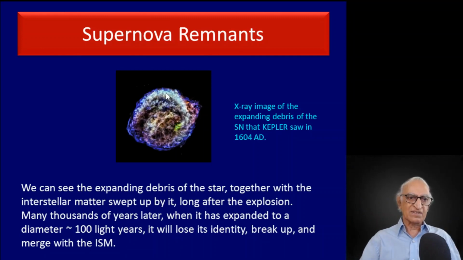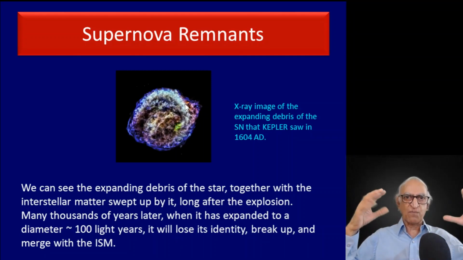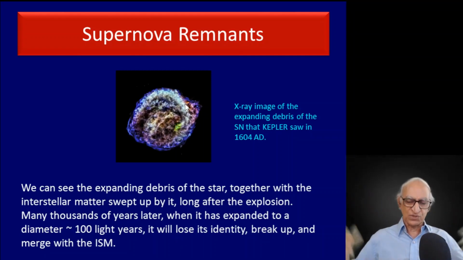So here is the expanding debris of the star that Kepler saw exploding in the year 1604. What I'm saying is, this is an X-ray image from a 10 million degree gas. After thousands and thousands of years, this supernova remnant, like all other supernova remnants, will expand to a size of hundreds of light years and will come to a stop and eventually break up and lose its identity.